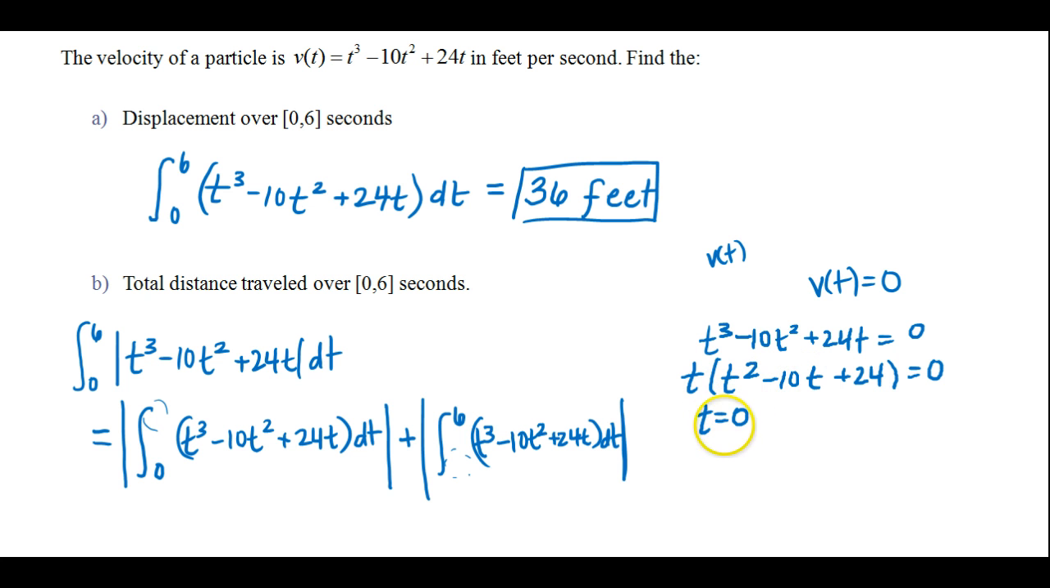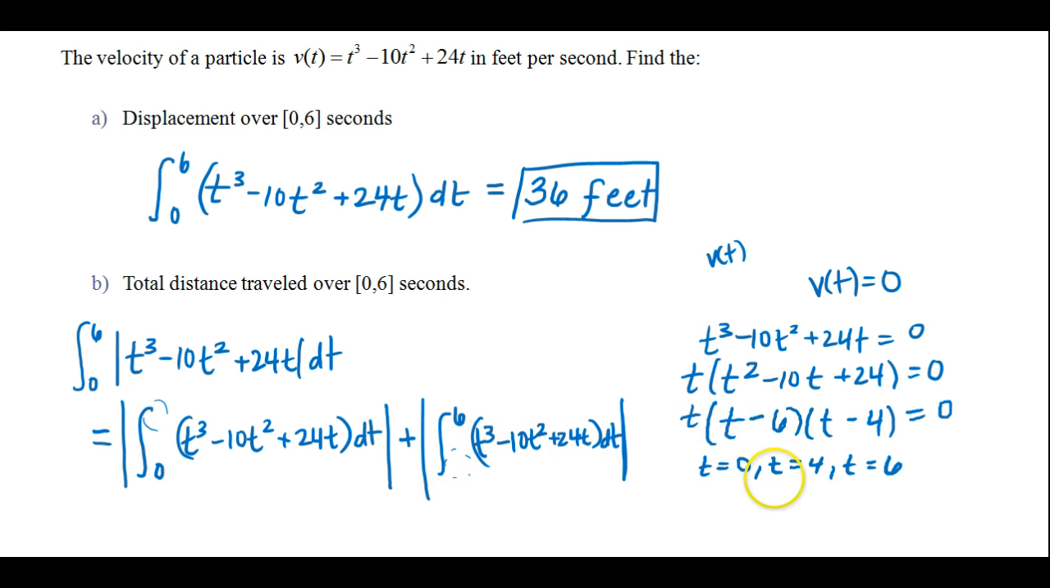So t equals 0 is one x-intercept. And now I want to go ahead and factor this other portion here. So I have t, and this is going to factor to t minus 6 and then t minus 4 equals 0. So I'm going to have t equals 0, t equals 4, and t equals 6 as the zeros of my function. Well, I already knew I had to stop at 6 no matter what, because that was the interval I was given to look at the total distance traveled over. But 6 happens to be a 0. So the value that I was searching for here is 4.